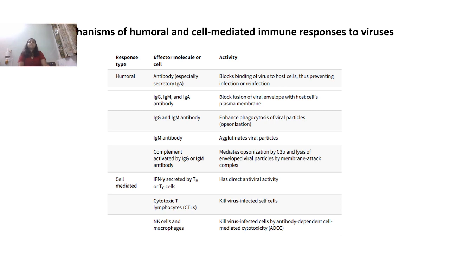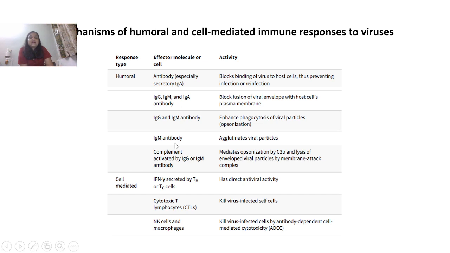Apart from that, there is also adaptive immune response which can respond to viruses. For example, there is humoral as well as cell-mediated immune response, which has different responses against viruses. Humoral means, as you know, body fluid, and it includes obviously antibodies. So there are antibodies like IgA, which blocks binding of virus to host cell, preventing infection or reinfection. Then there is IgG, IgM, and IgA antibody, which blocks fusion of viral envelope with host cell's plasma membrane. So if it is blocking fusion, it will block the entry.